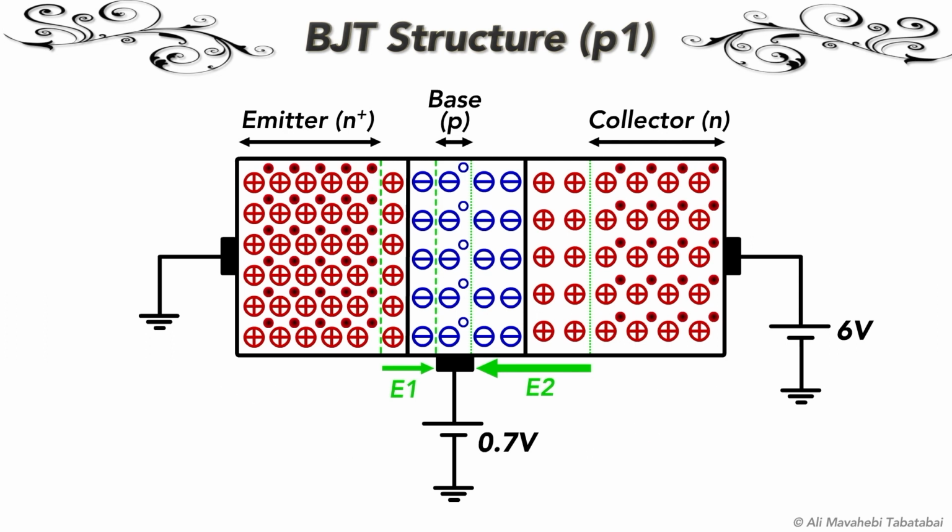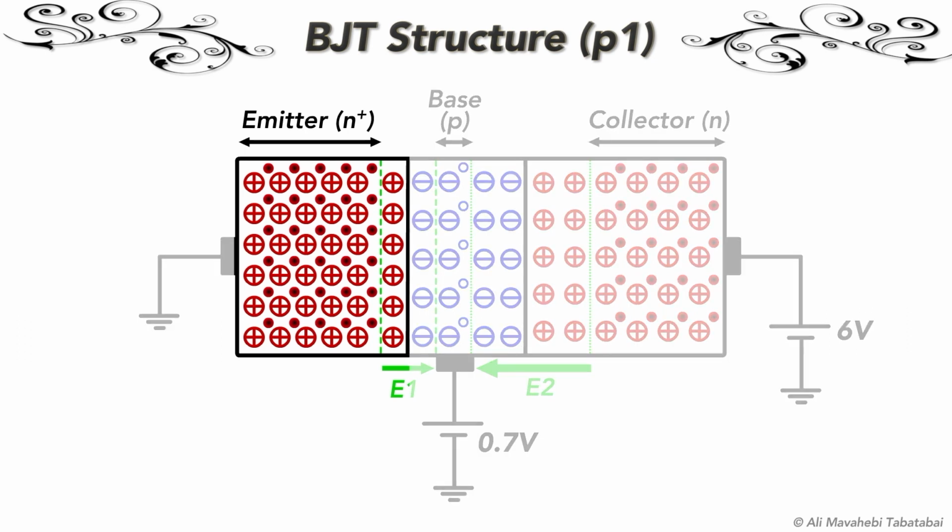The depletion region of the base collector junction is much greater than the depletion region of the base emitter junction, because the base collector is reverse biased. So the electric field E2 created by the base collector depletion region is much higher than the electric field E1, which is created by the base emitter depletion region. Let's see how current flows in an NPN transistor.